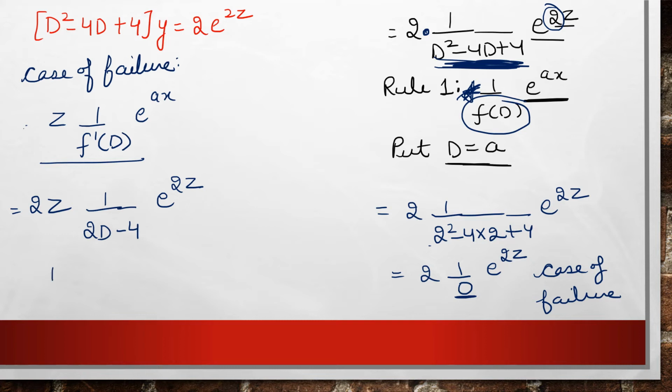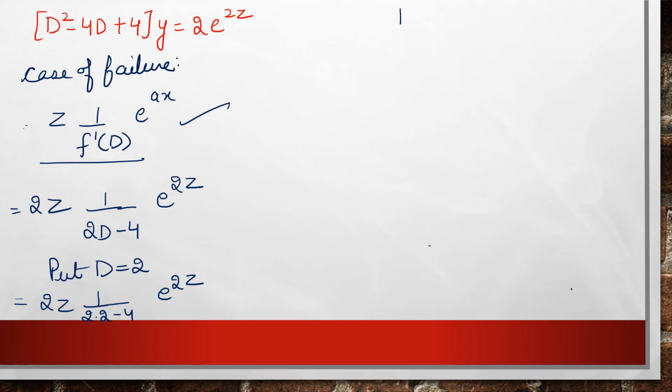Now again put D equals 2. If again I put D equals 2, what are we going to get? 2 into 2 minus 4, so again we are getting 0. 0 in the denominator, so again we'll apply the same method. As we are getting 1 over 0, this is again a case of failure.